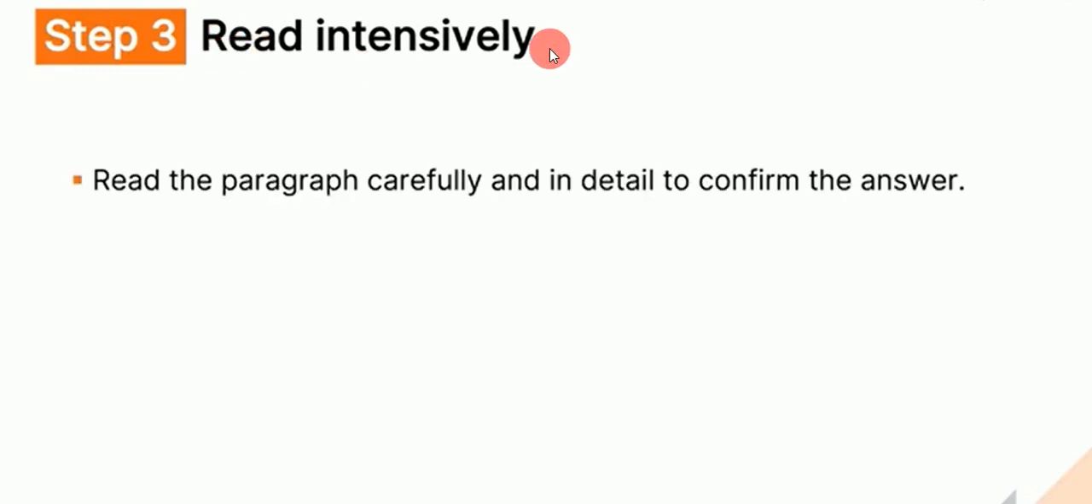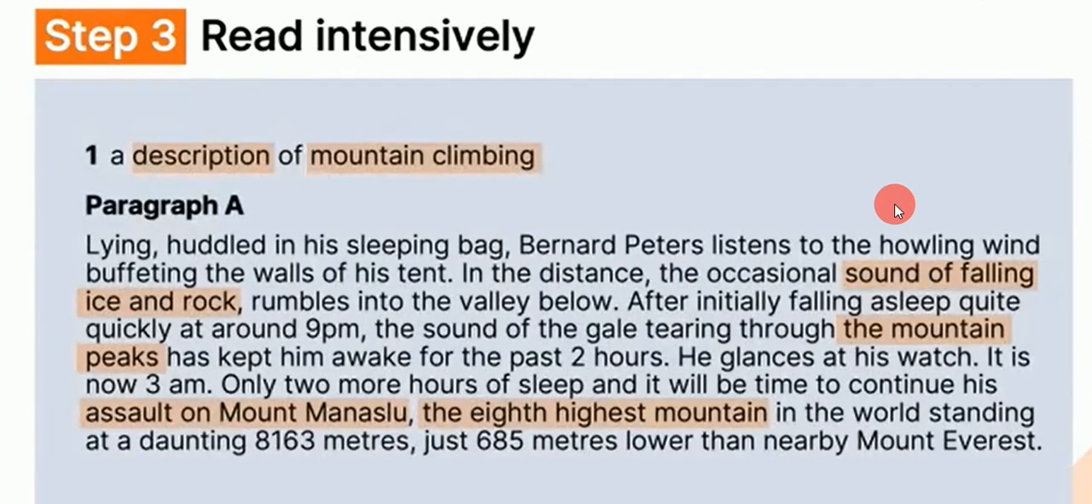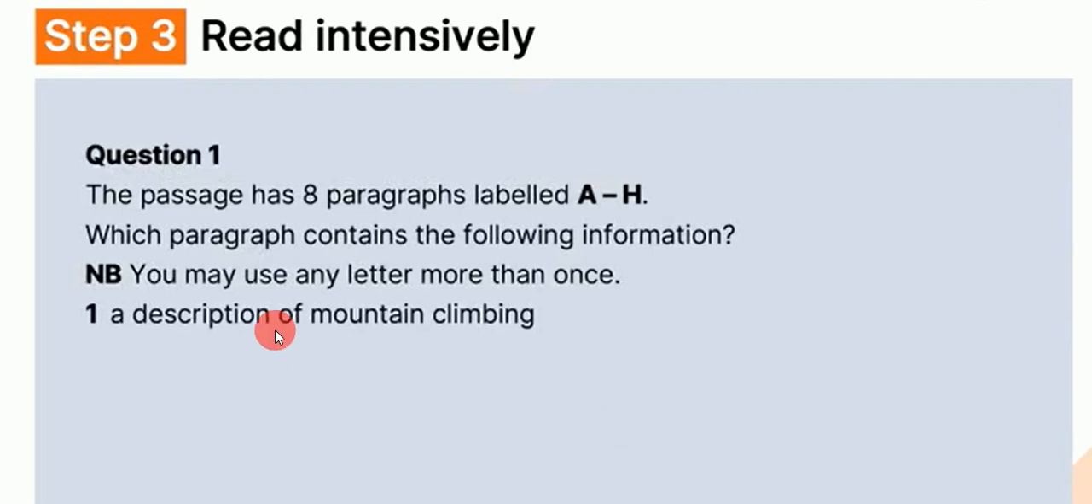Once you have located the relevant section of the reading passage, you need to read the paragraph carefully and in detail to confirm the answer. By reading this paragraph in more detail, you can see that it gives a description or an account of a mountain climbing event. Therefore, this is the correct paragraph, and the answer is A.